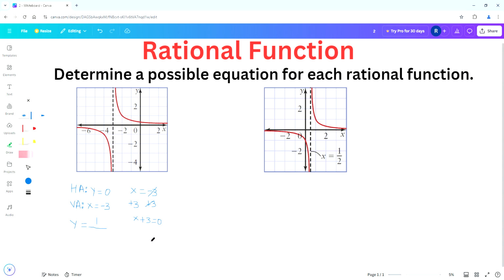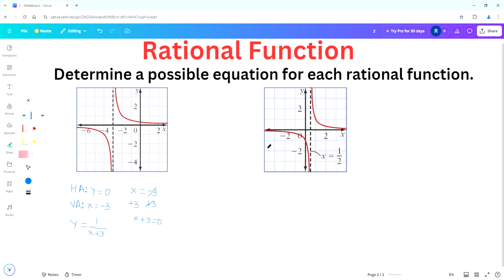The expression in the denominator of this rational function should be x plus 3. So the equation for this rational function can be y equals 1 over x plus 3. This should be the final answer for the first graph. Now we can analyze the second graph.